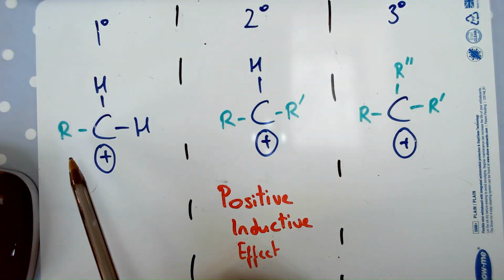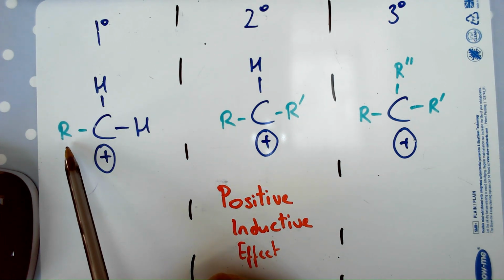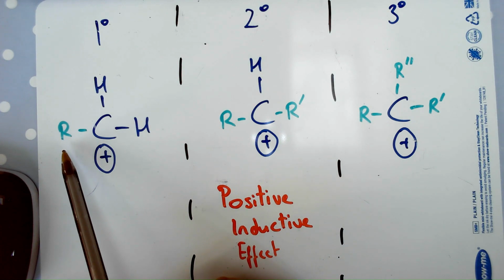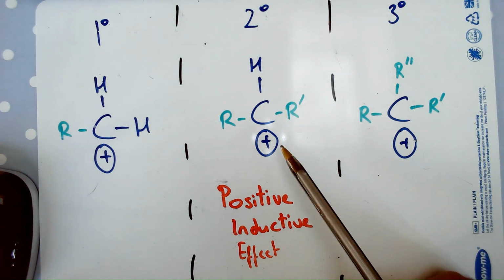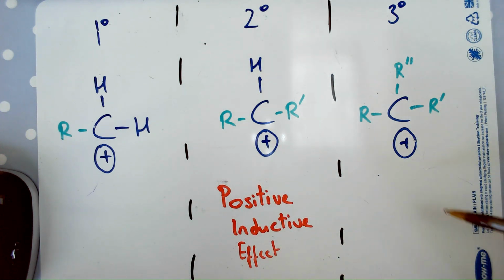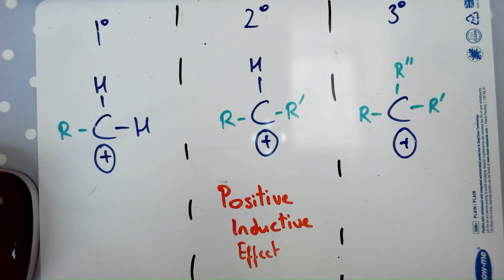Now when we talk about primary carbocations, we say that they've got 1 R group attached to them. When we talk about secondary carbocations, they've got 2 R groups attached. One's an R and one's an R dash. Now the dash means that they're not the same. They could be the same, they don't have to be the same, and that's why we put it as R dash. And a tertiary carbocation has got 3 R groups on it.